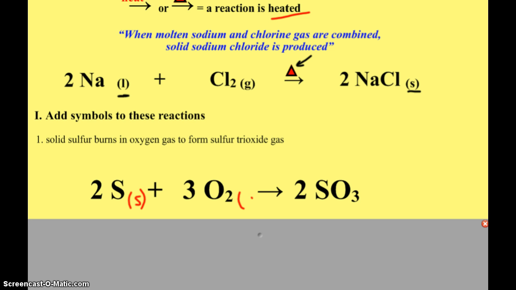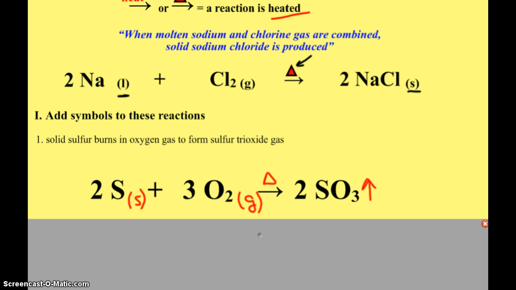Oxygen gas, okay, so I put a little g. Sulfur trioxide gas, so I put a little g, or I can put an upwards arrow. And it says that this is burning, so I would probably put a triangle or write the word heat to symbolize that this reaction was heated up. So if I give you the reaction or the formulas, then that's all you have to do.